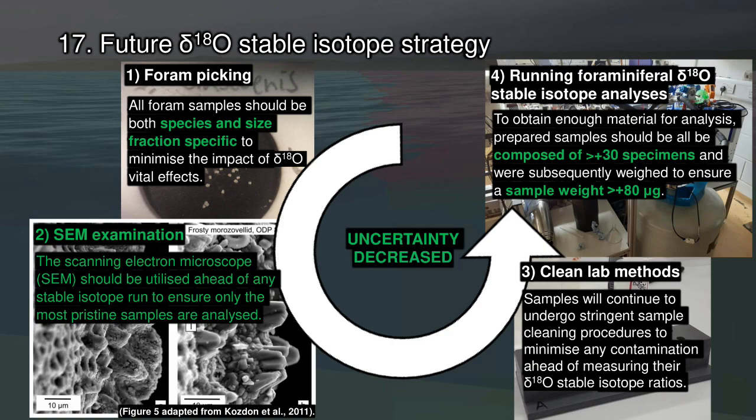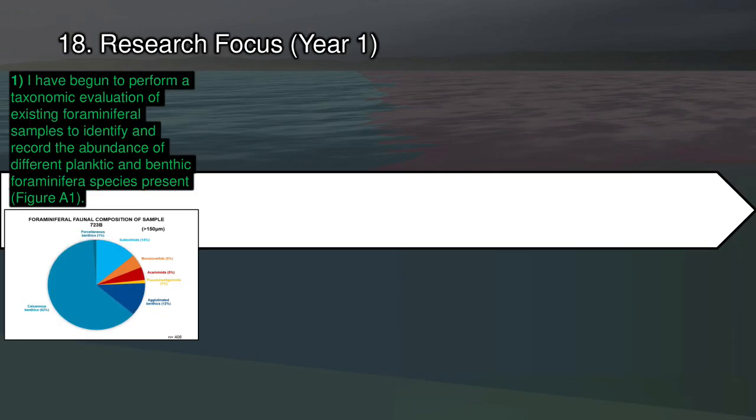And if we do all this, I think that would potentially decrease a lot of the uncertainty in the measurements produced. So, to conclude, within the next few years of the project, what's the main research focus for each of the years?